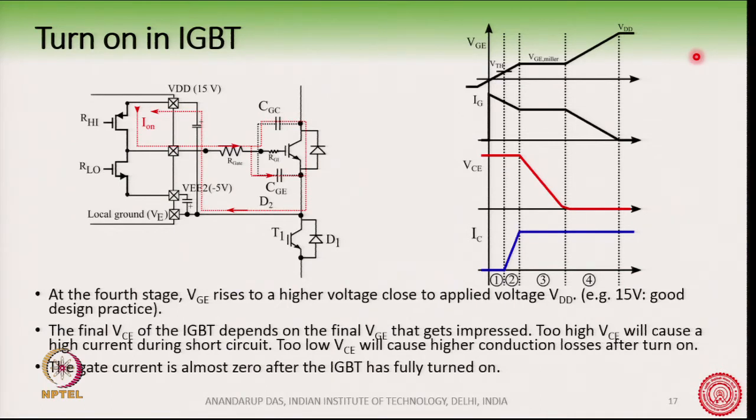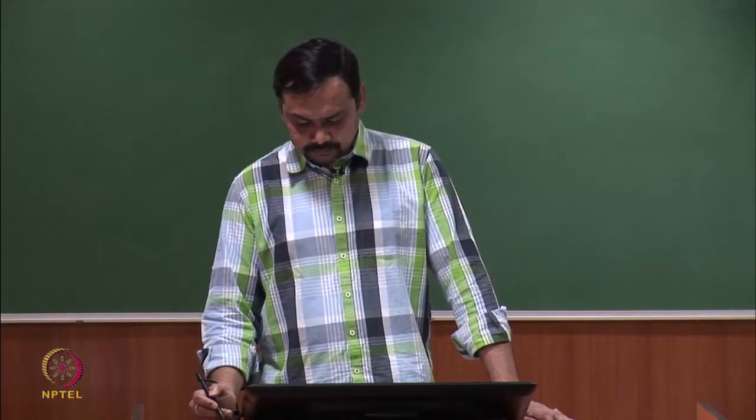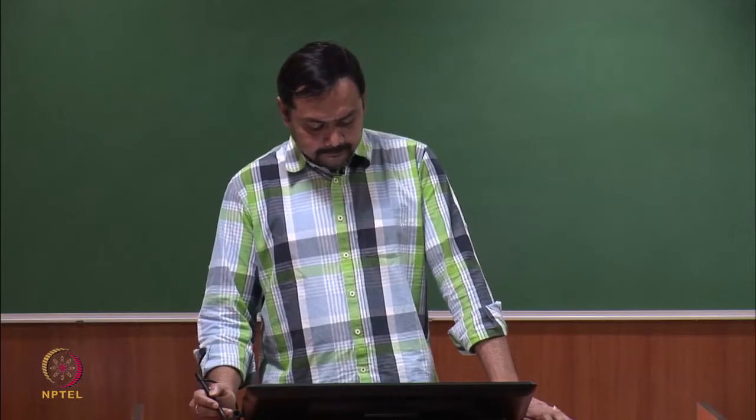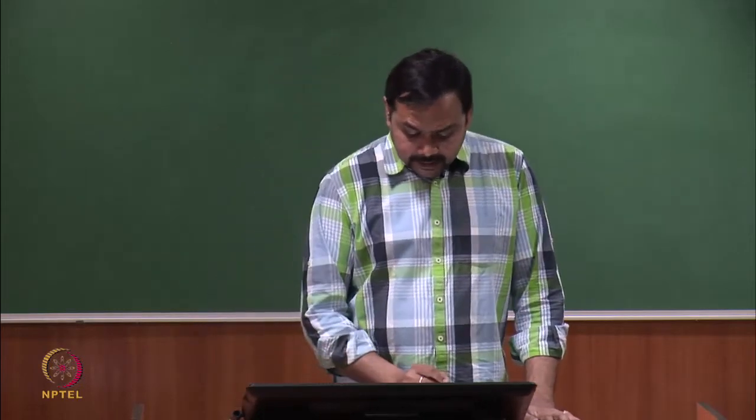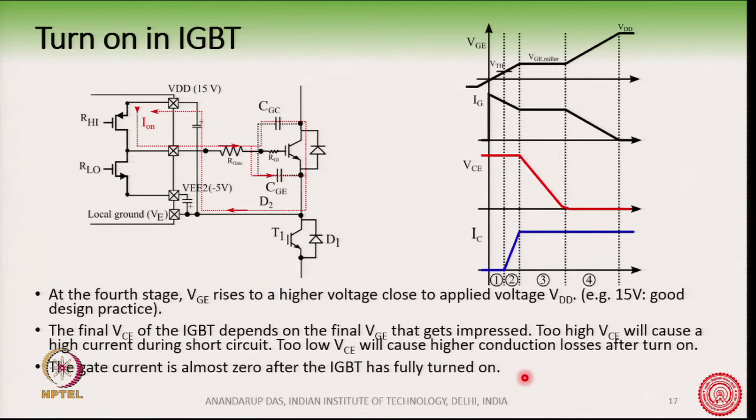If you use too high a value of VCE, then it can cause a high current during short circuit. Whereas, if you use a very low value of VCE, it will cause higher conduction losses after the device has been turned on. Now, the gate current is almost 0 after the IGBT has fully turned on. So, you can see here the gate current has almost come down to 0.